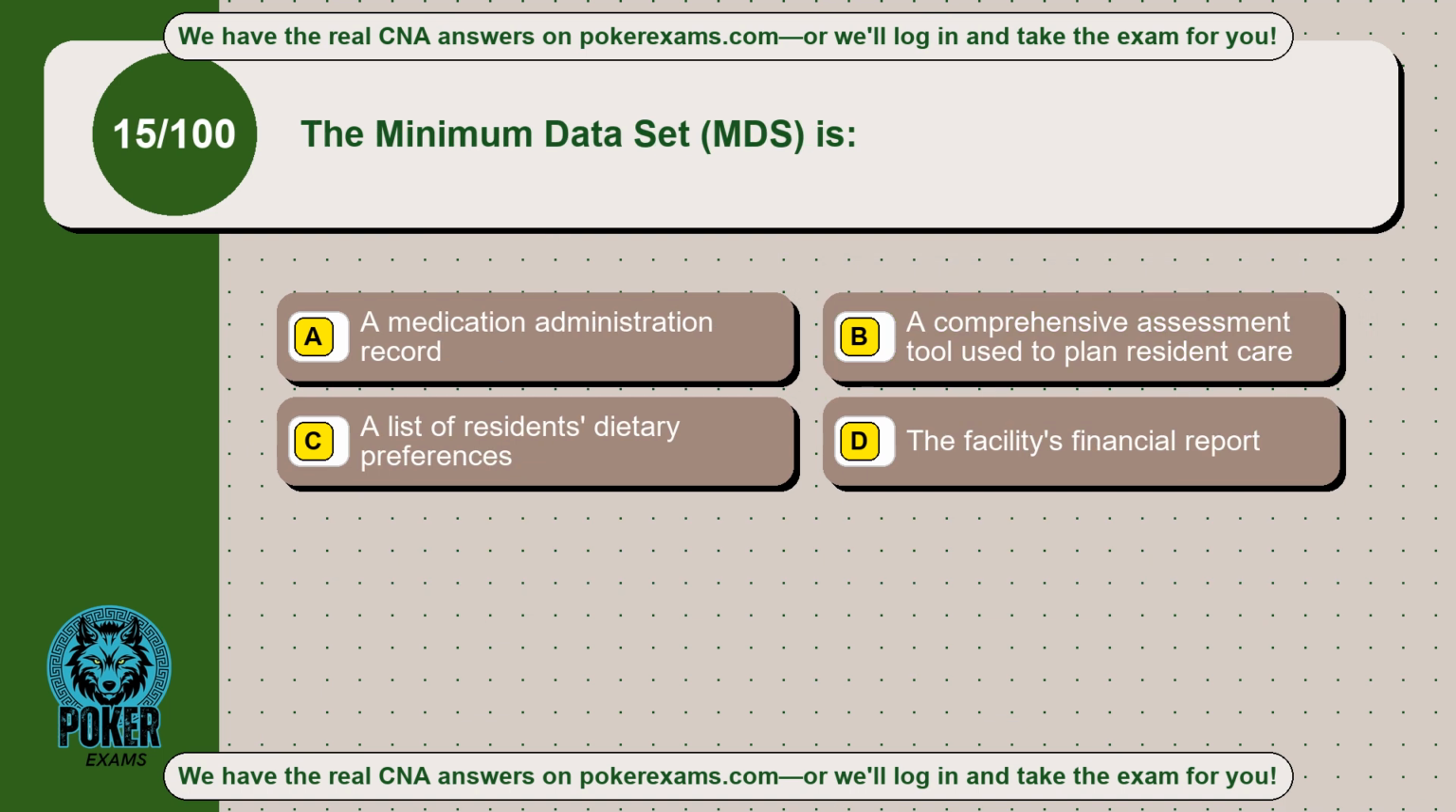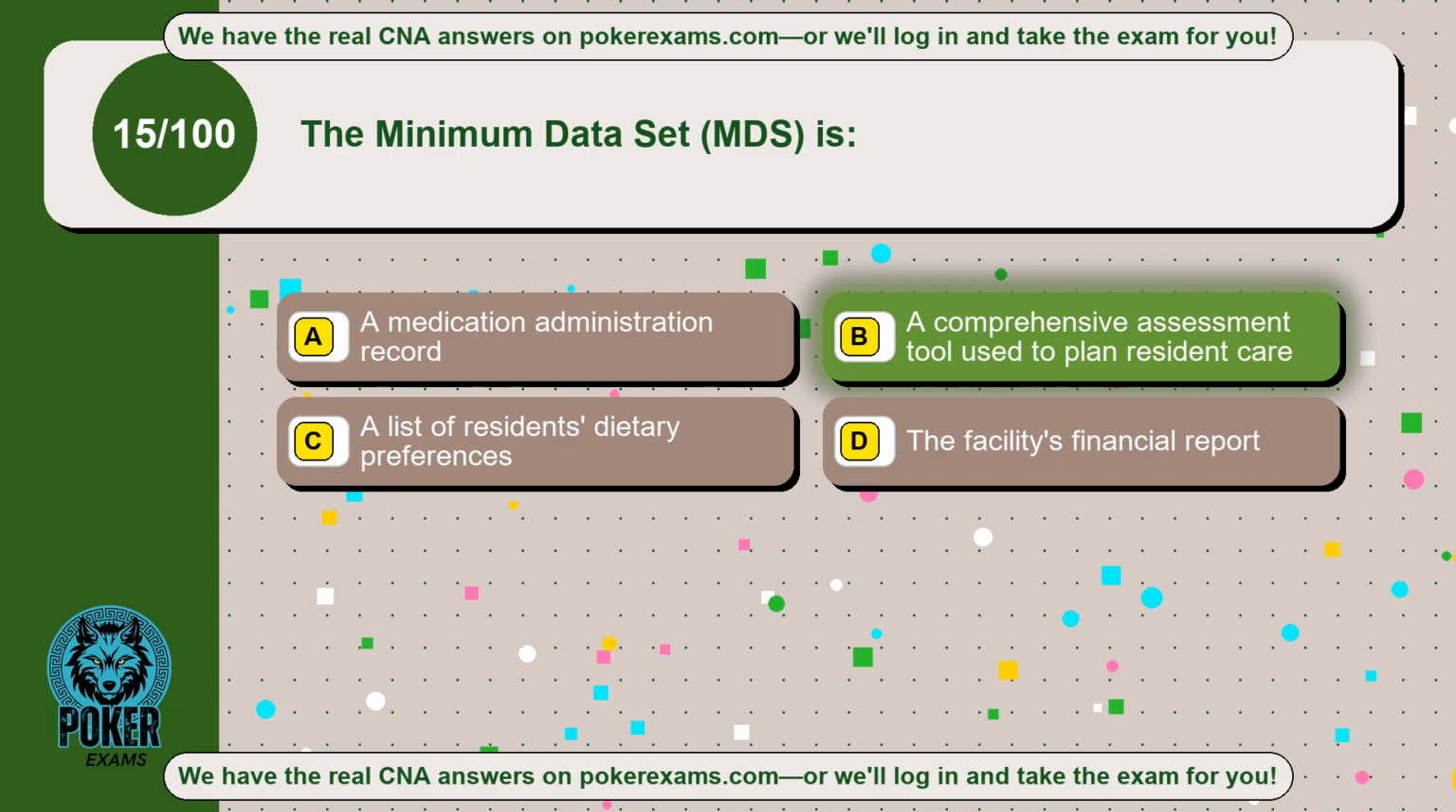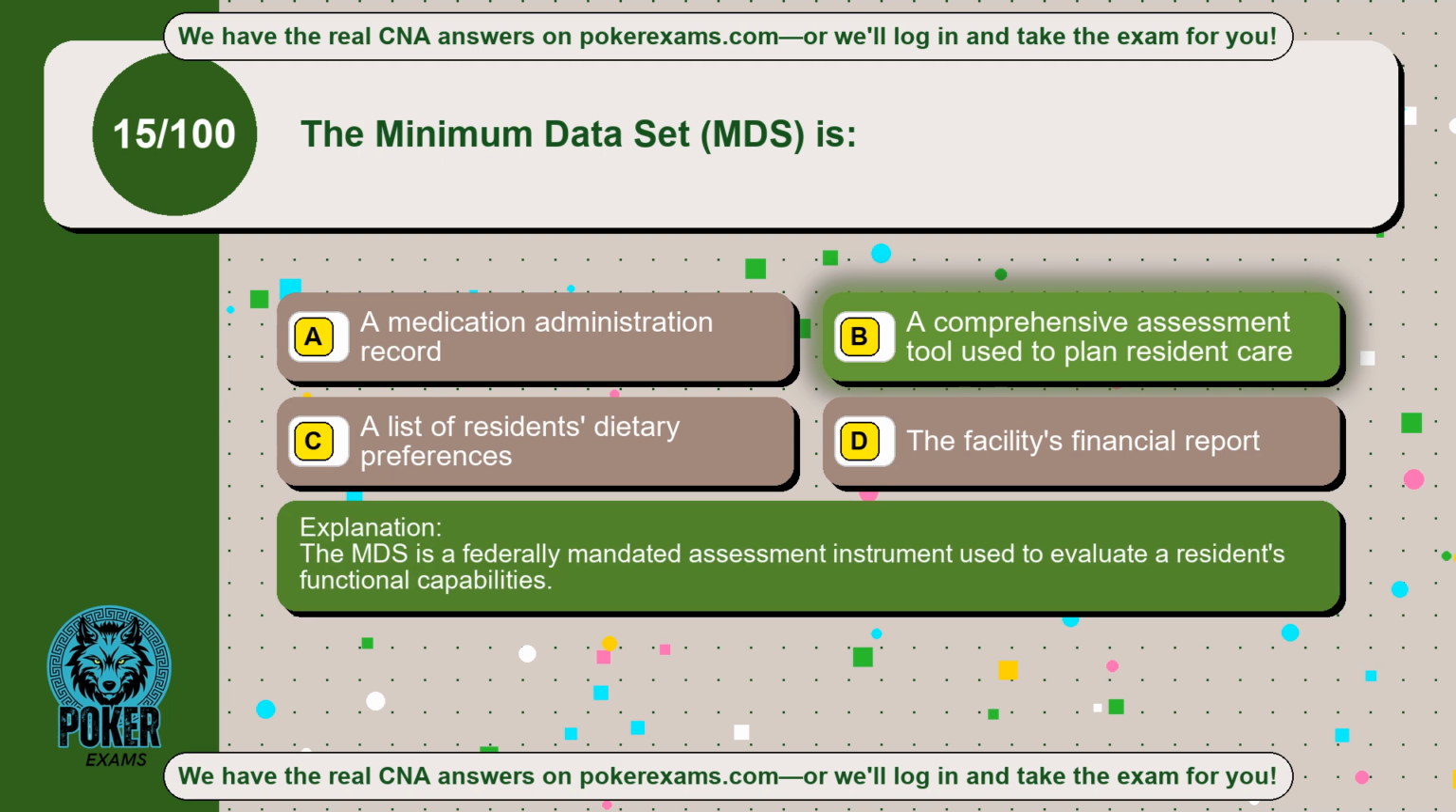Question 15. The minimum data set, MDS, is: Option A. A medication administration record. Option B. A comprehensive assessment tool used to plan resident care. Option C. A list of residents' dietary preferences. Option D. The facility's financial report. The correct answer is option B. A comprehensive assessment tool used to plan resident care. The MDS is a federally mandated assessment instrument used to evaluate a resident's functional capabilities.